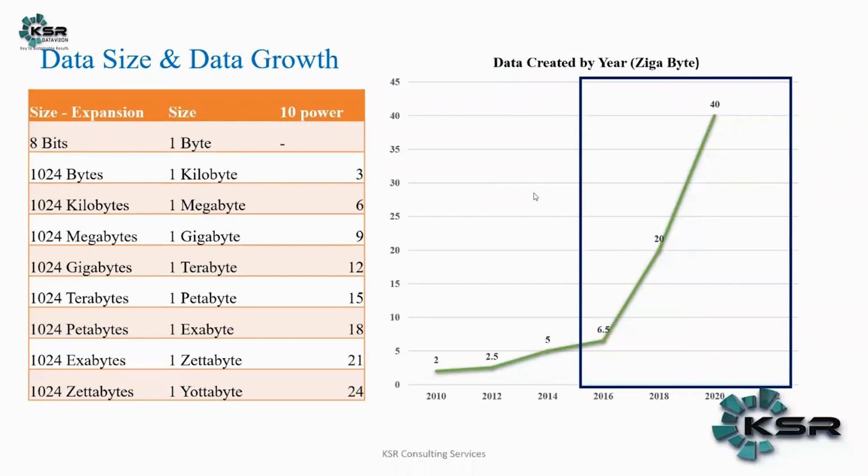You see this? If you compare, it is like 10 to the power of 21. So what does it mean? It means 40 into 10 to the power of 21, that is, zeros going on till 21 times. Just imagine how much is the volume of data.